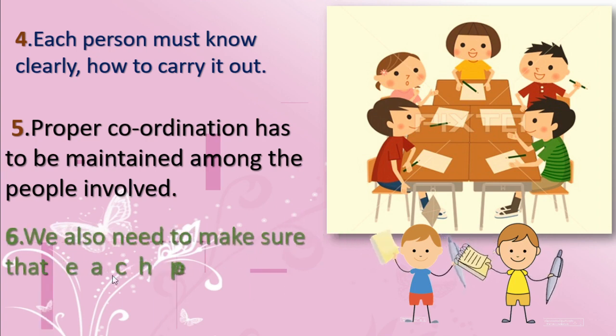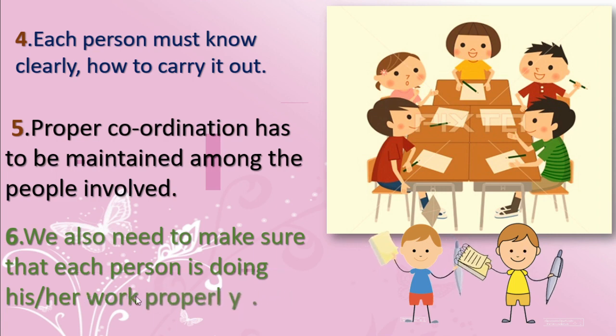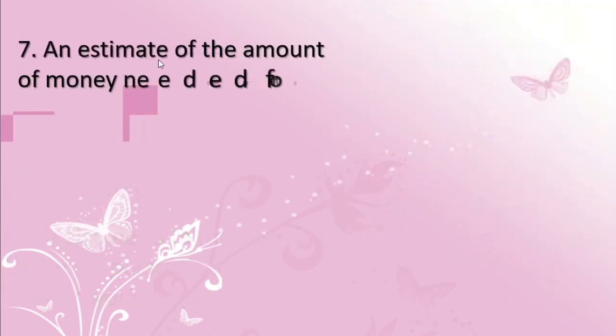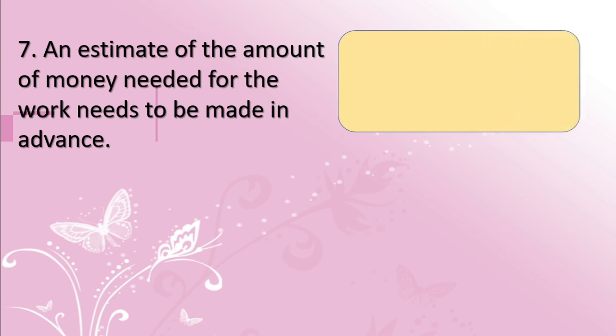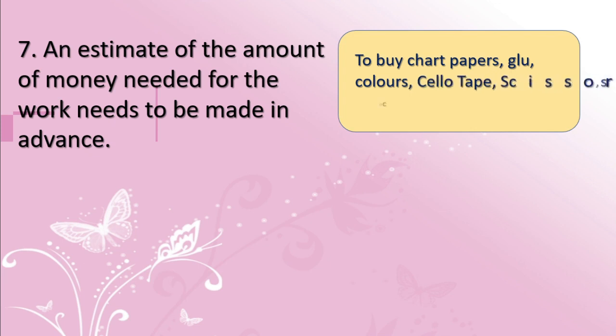Next, we also need to make sure that each person is doing his or her work properly. Here this monitor became a supervisor and he observed each and everyone's work properly. An estimate of the amount of money needed for the work needs to be made in advance. They decided what the estimated amount would be. What is the needed amount for this project? To buy chart papers, glue, colors, cello tape, scissors, color papers, etc. They wanted all these materials for their project. So in advance, they decided what amount would be required to purchase all these materials.